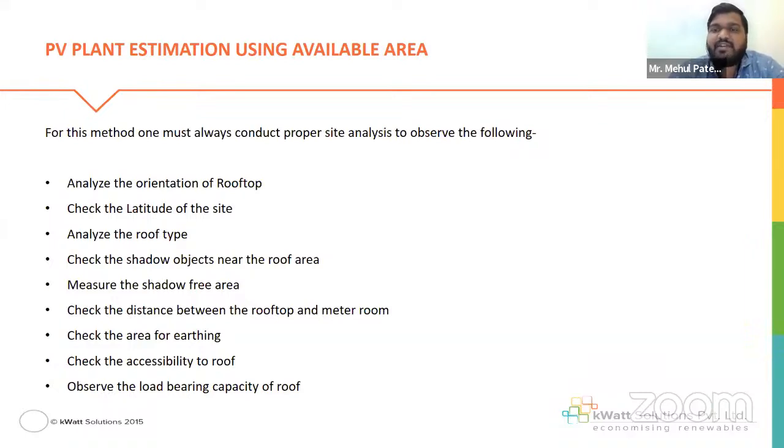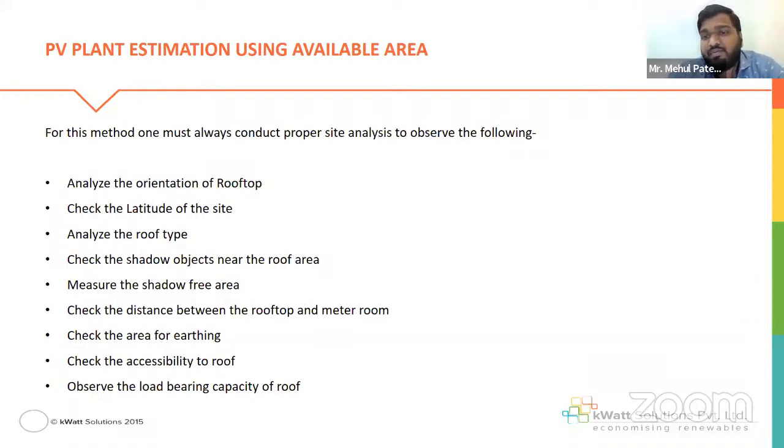These are the physical activities a surveyor needs to do when he visits the client place or the proposed terrace area. The distance between the rooftop, where the plant needs to be installed, and the meter room is most important, because the distance plays a very important role in voltage drop or the current resistance. Then the area of earthing, where you're going to do the earthing. Earthing is again a very important factor in solar plants.